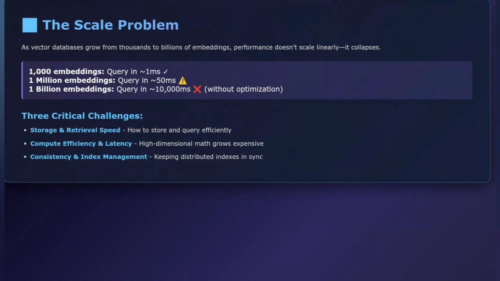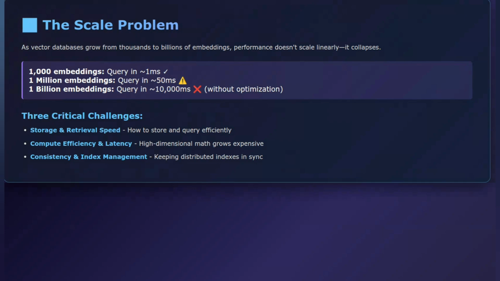When you're building your first vector system with thousands of embeddings, everything feels smooth. Queries return in milliseconds, memory usage is minimal. But then your startup scales. Suddenly, you're handling millions of embeddings, then hundreds of millions, then billions. And here's what happens. The performance curve looks deceptively smooth until it doesn't. It collapses.